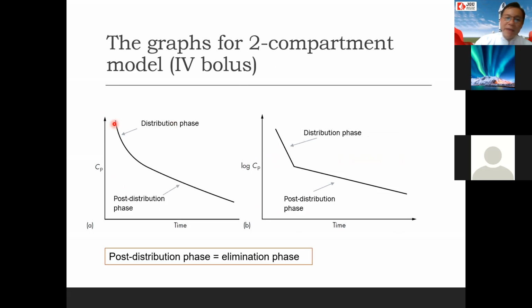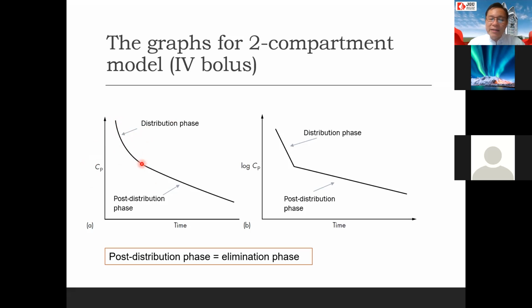This is mainly why the graph is steeper here, because that time there is a lot of distribution, because this is the concentration in the plasma. So the plasma concentration quickly decreases because there's a distribution to the peripheral. At the same time there is an elimination. So both elimination and distribution happen together, okay.